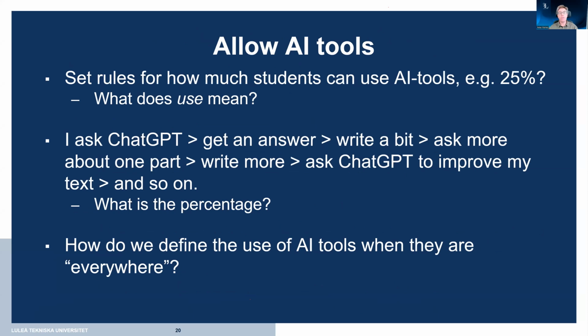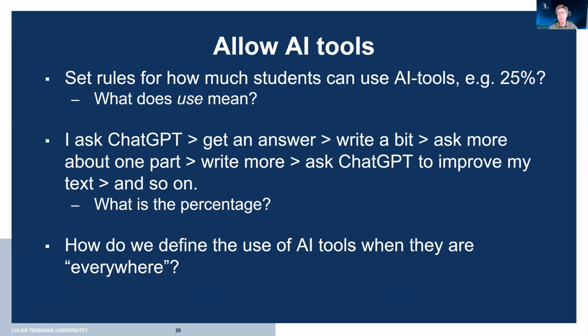Allowing AI tools. Some universities in the US were very, very quick in setting rules on using AI tools. This was back in, I think, February this year. And they said, well, students can use AI tools up to 25%. But what does that mean?